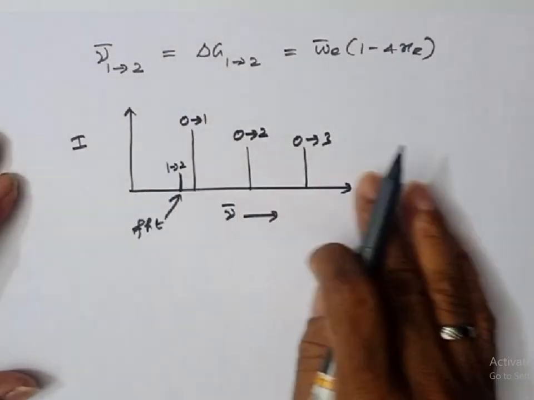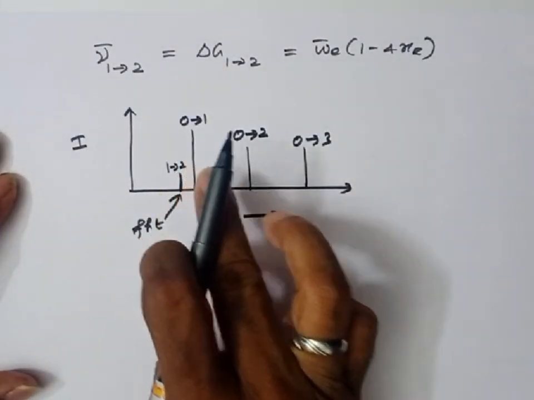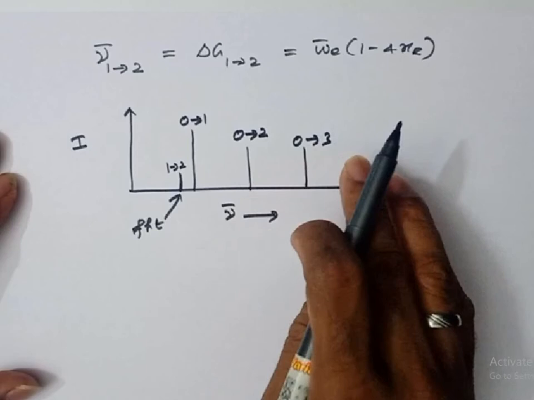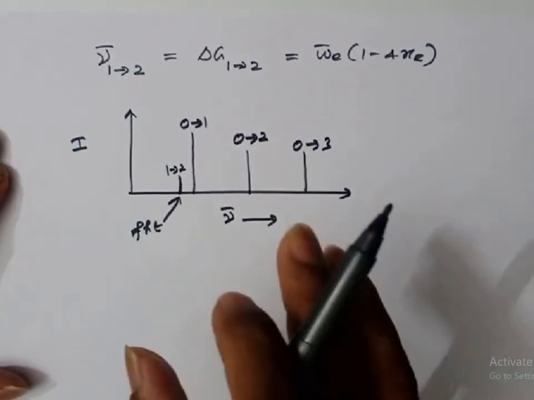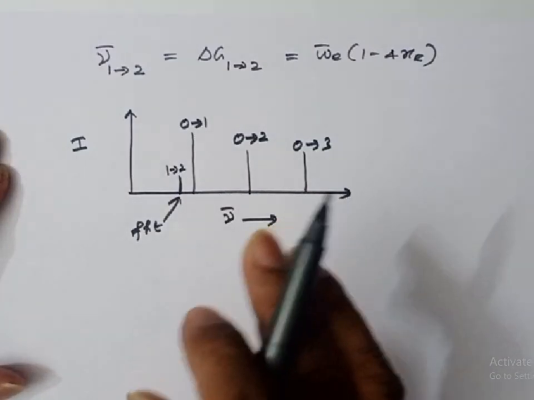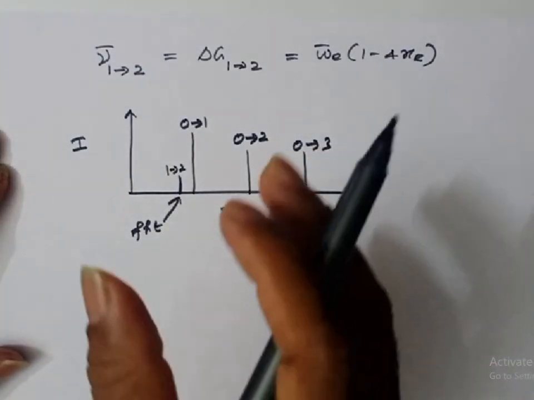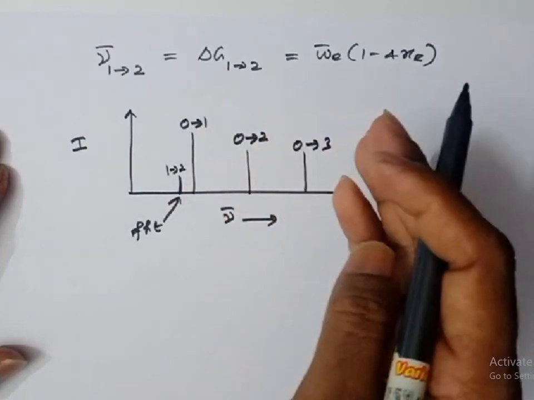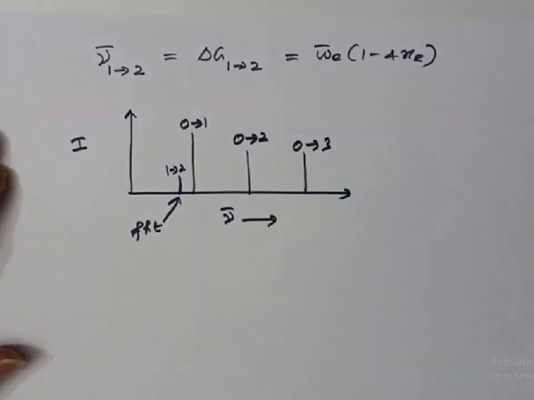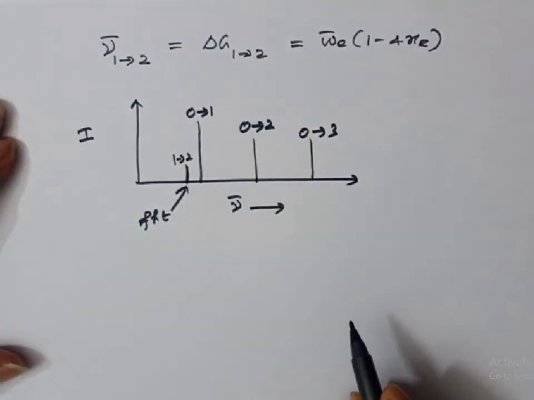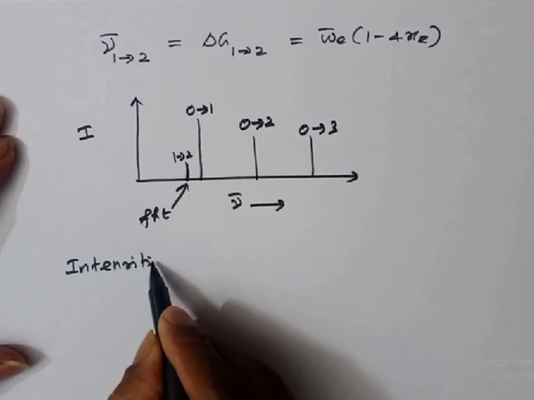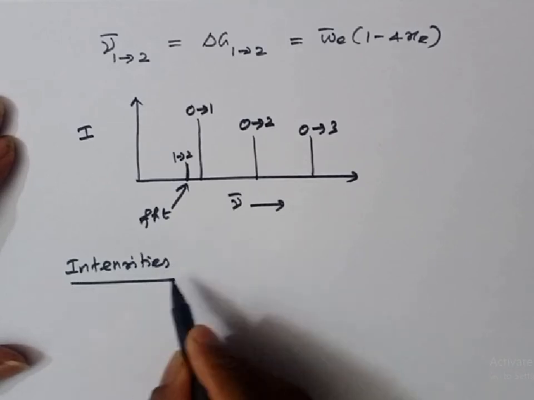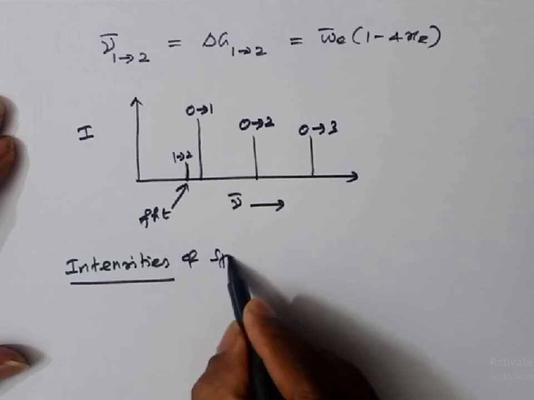So we get many lines, for fundamental, first overtone, second overtone, third overtone, etc. So the anharmonic oscillator could explain the reason for the appearance of many lines in the spectrum. Then what about the intensities of the spectral lines? Intensities of spectral lines.